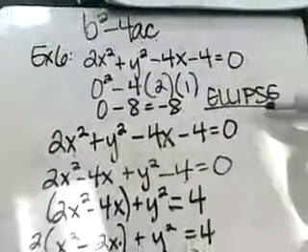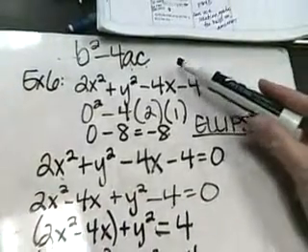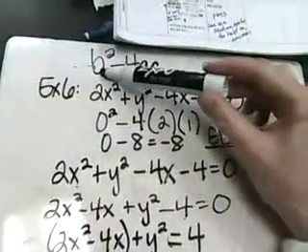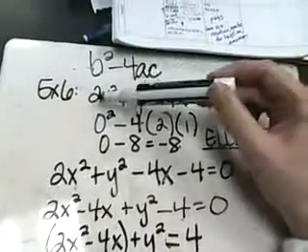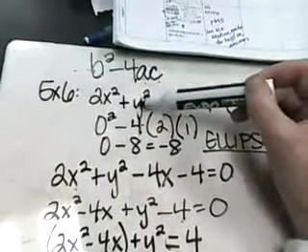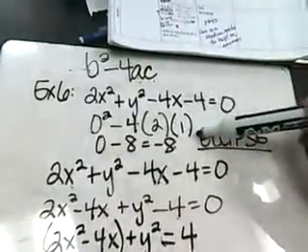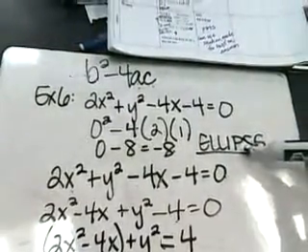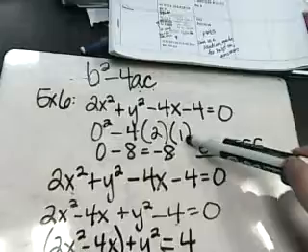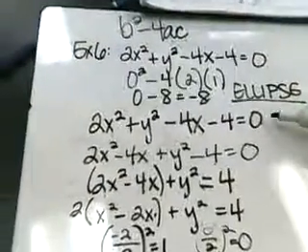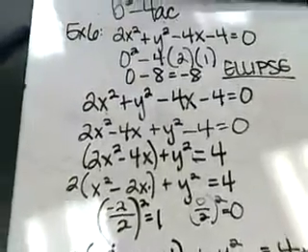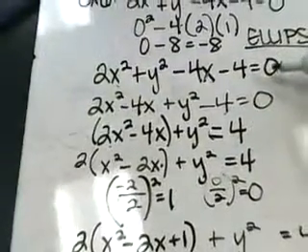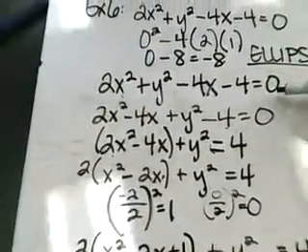Okay, so let's go through that again. I had to determine that it was an ellipse first by using b squared minus 4ac. B goes with xy. We didn't have an xy term. A goes with x squared, and c goes with y squared. That gave me this. I knew it was an ellipse because A and C were not the same. Then once I classified it, I needed to get it in its standard form. So I had to complete the square.